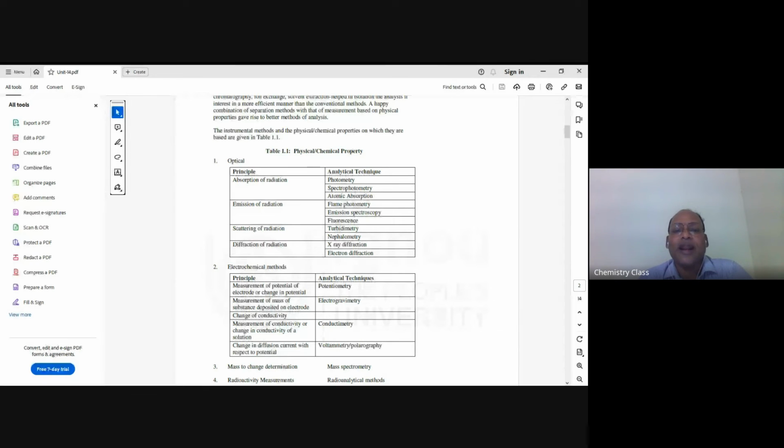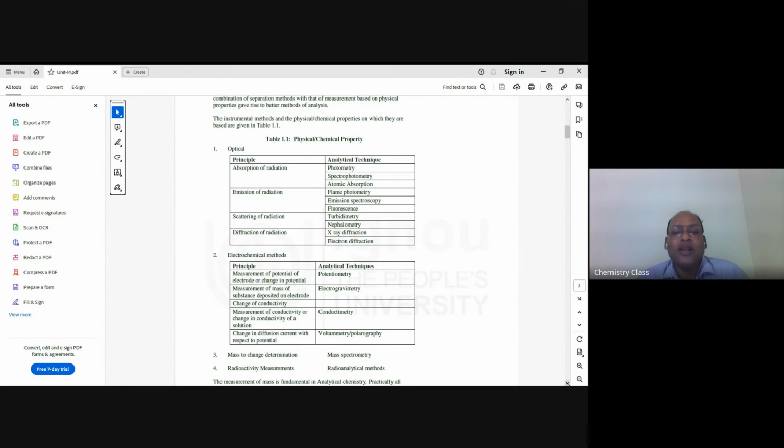If emission of radiation is there, then flame photometry, emission spectroscopy and fluorescence, these three techniques you have to use. We have already read all these things. If scattering of radiation is there, then turbidimetry and nephelometry. If diffraction of radiation is there, then X-ray diffraction and electron diffraction.